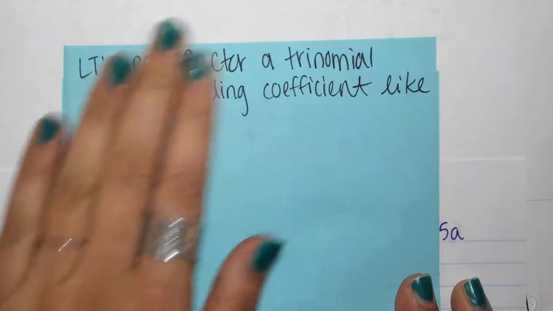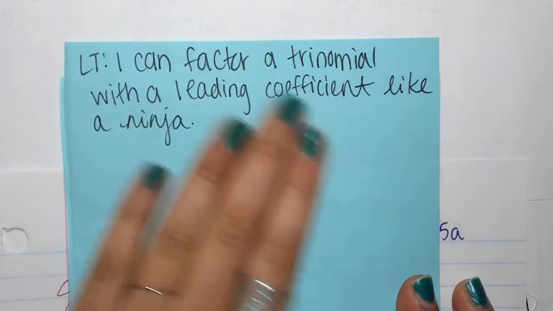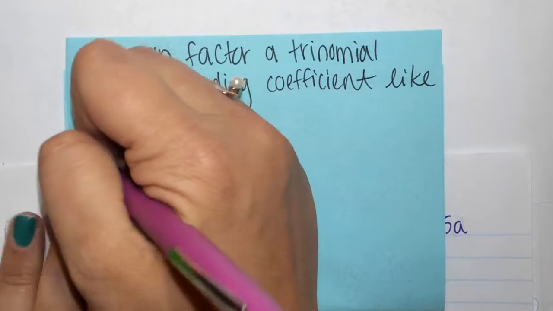Okay, so what do we need to look for first before we do anything? To see if it has a greatest common factor.